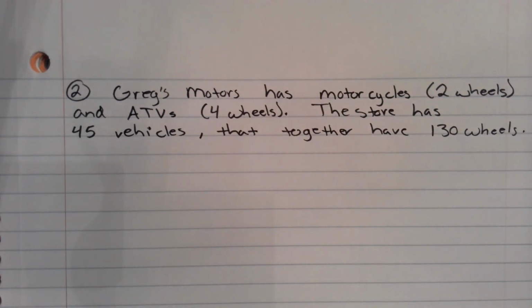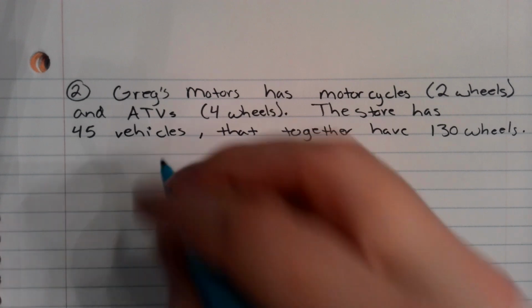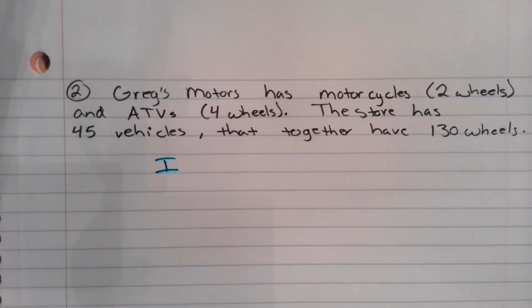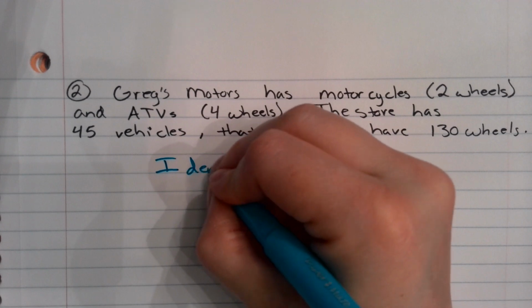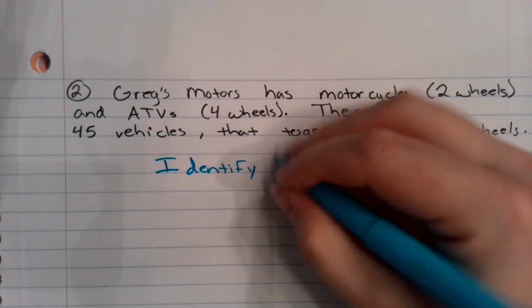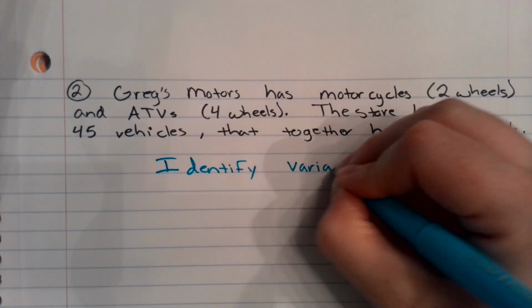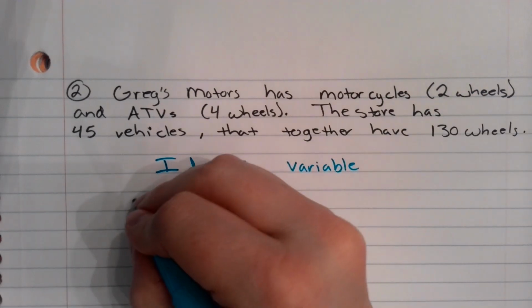Okay, so if he takes all the motorcycles, 2 wheels, and all the ATVs, 4 wheels, and combines all those wheels together, it's 130 wheels for the amount of vehicles he has in store. All right, so again, first thing that you want to do, and if you want to pause and try this on your own, that's perfectly fine. But the first thing that you're going to want to do is identify your variables. Okay, which thing is going to be labeled X, what's going to be labeled our Y.